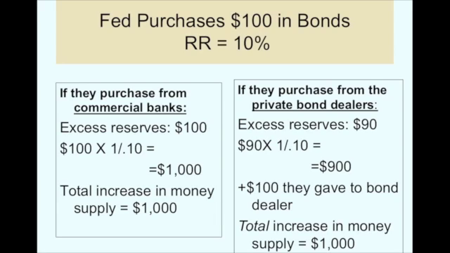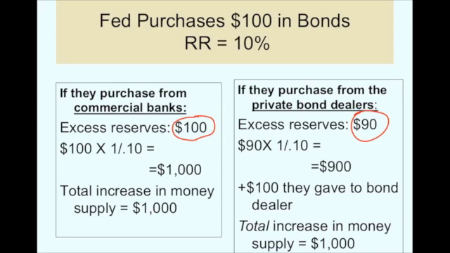Notice that the total increase in the money supply is both 1,000, but the excess reserves generated from buying from a commercial bank is $100, whereas the excess reserves generated from buying from a private bond dealer is only $90. That's the difference. It's very subtle, but that's the difference. So in questions, if they're asking you how much excess reserves is generated from the purchase of bonds from a commercial bank, or how much excess reserves is generated from the purchase from a private bond dealer, there's going to be a little bit of a difference.